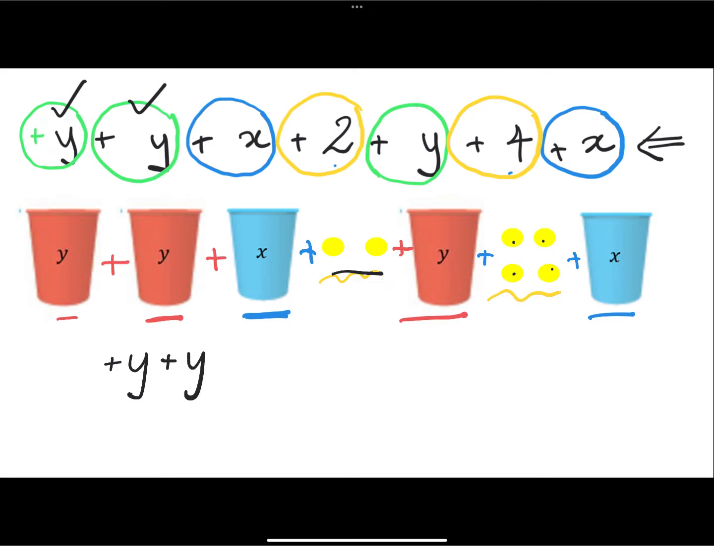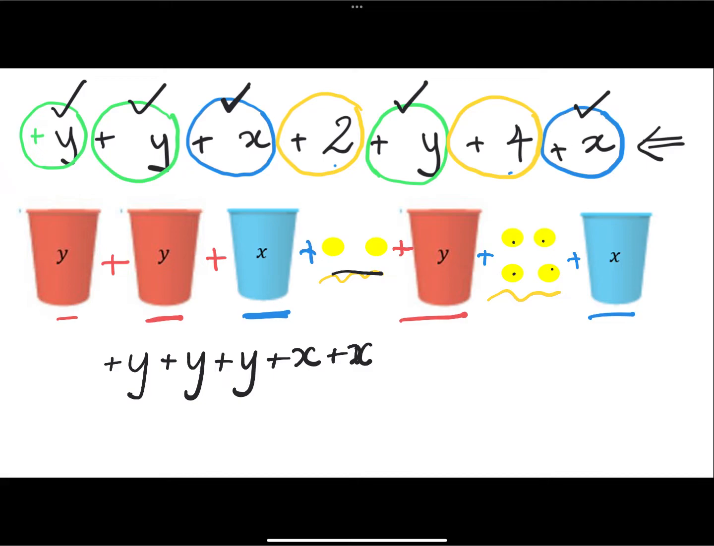Looking for anything else that's coloured in green. Here we go. I have another one here, plus y, and I can't see any more y's. So I'm going to go for my blues. I have my x variable here, so that's a plus x. And here's another x over here, plus x.